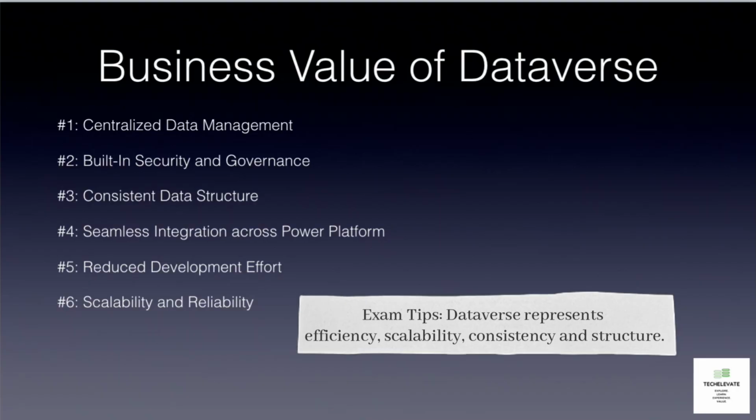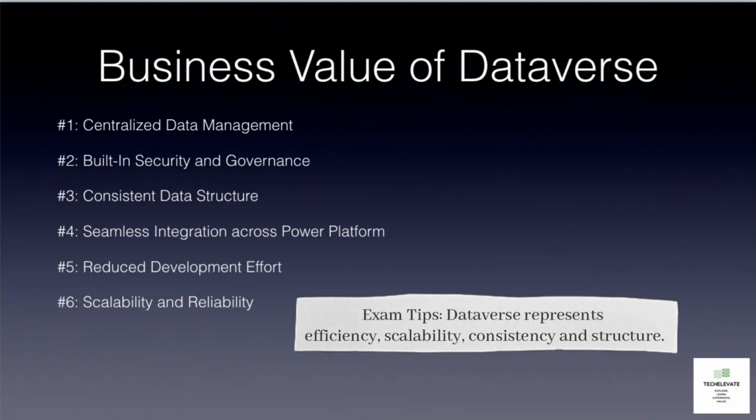Core business value number 2, built-in security and governance. Dataverse includes enterprise-grade security by default. This includes role-based access control, row-level and column-level security, and integration with Microsoft identity and compliance tools. The business value here is that organizations can scale solutions safely without building custom security models. For PL-900, remember, Dataverse allows organizations to secure data while empowering users.